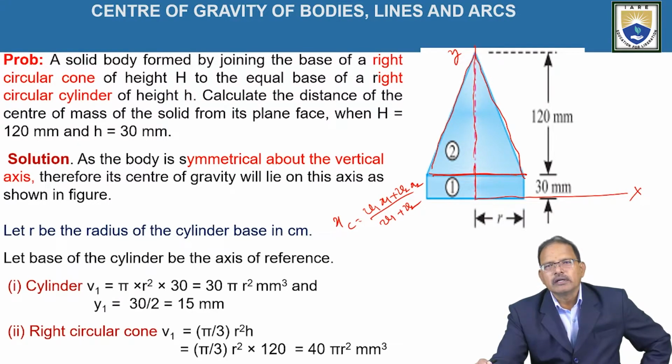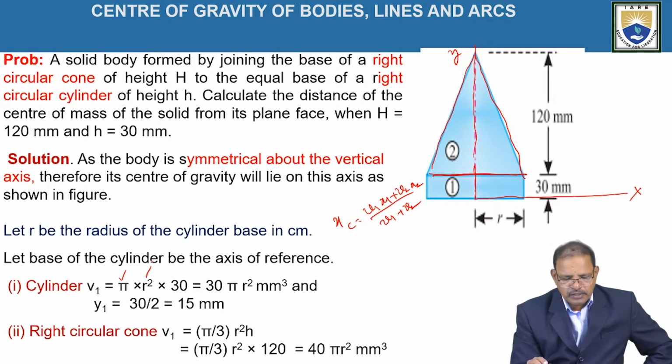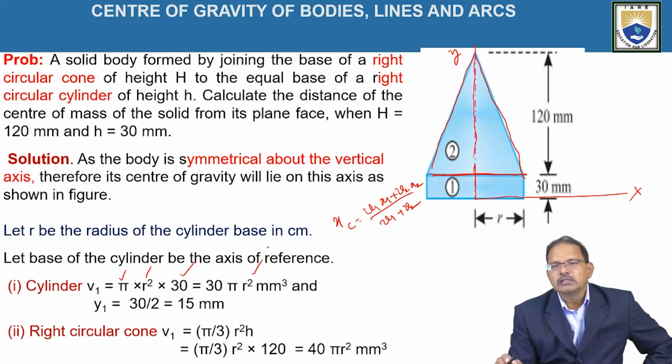Now for the first figure, it is in the form of a cylinder having height equal to 30 mm, and the radius of the base circle is equal to small r. Hence v1 is equal to pi r square h. Pi r square is given as a constant, h is equal to 30 mm, and on simplification we get 30 pi r square mm cube. It is representing the volume of the cylinder.